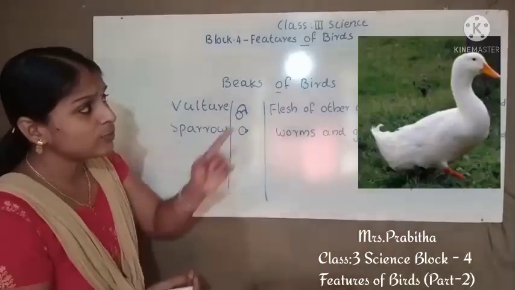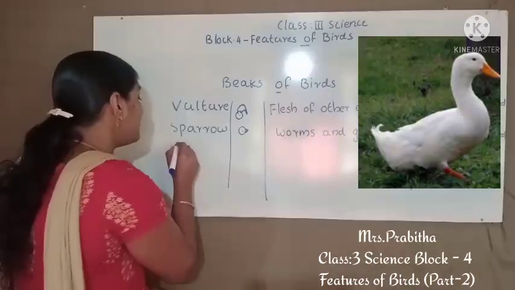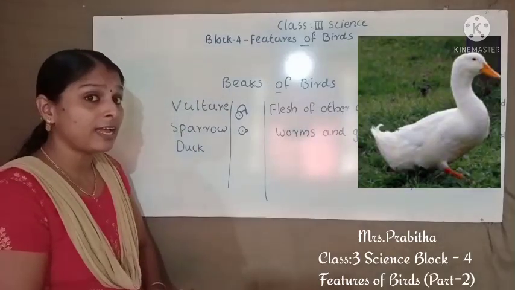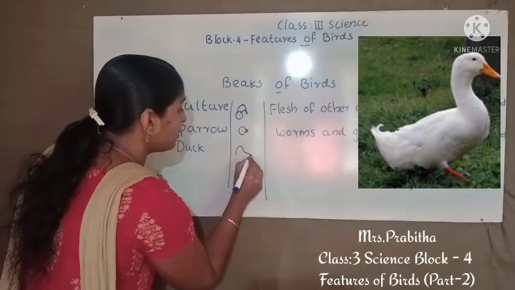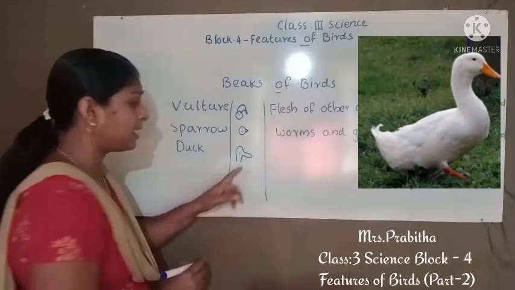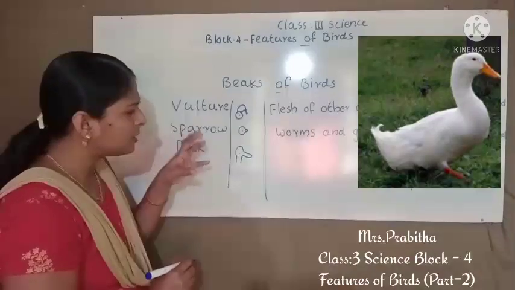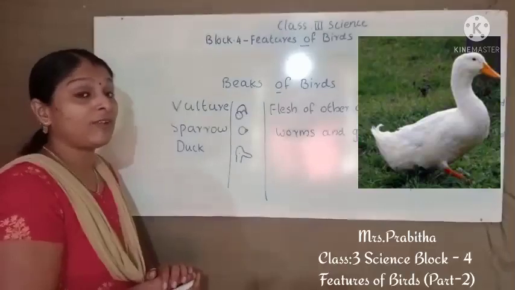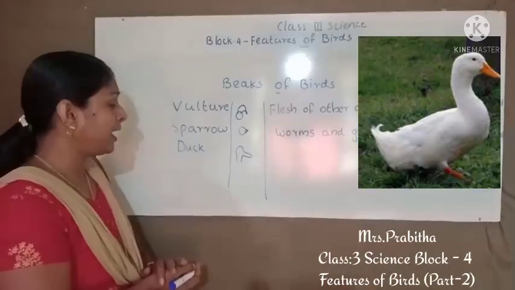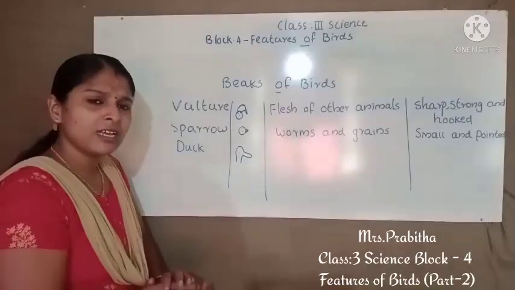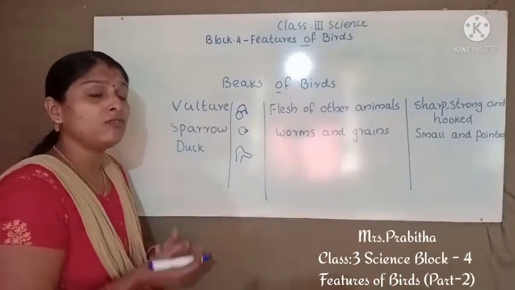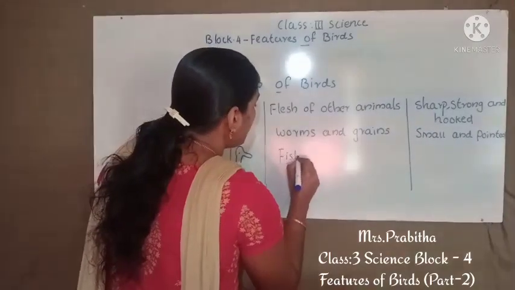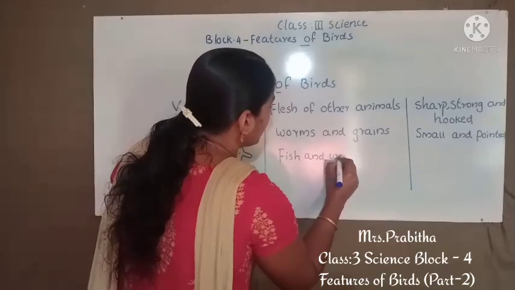Look at the bird, children. Which bird is that? The bird is duck. Which type of beak does duck have? We know this kind of beak only duck has, isn't it, children? How does this beak look? It is a flat and broad beak. What food do these ducks eat? They eat fish and worms in the water.